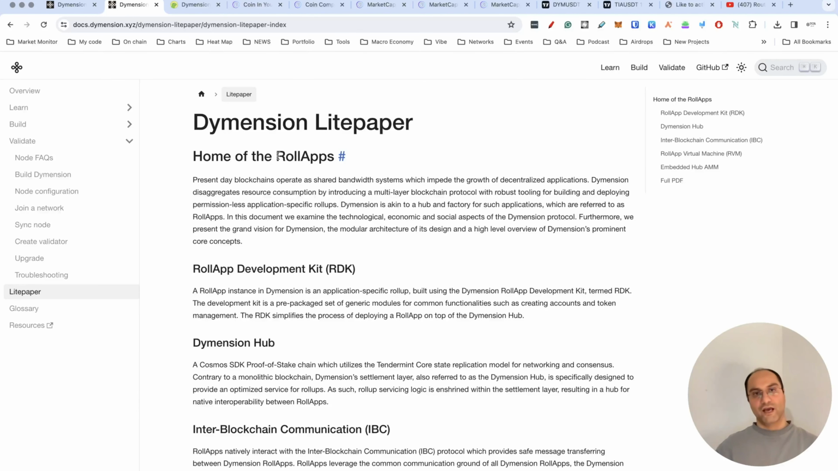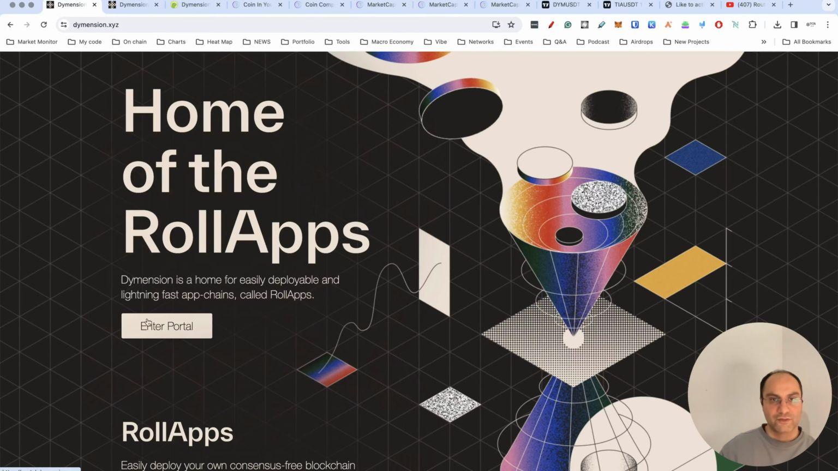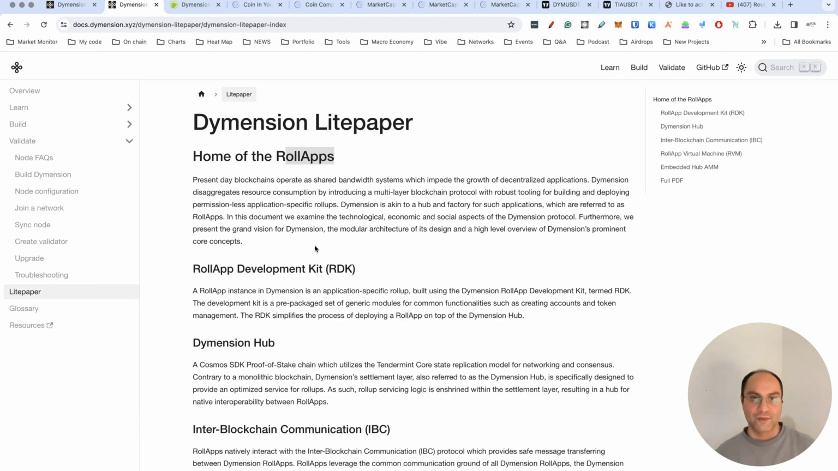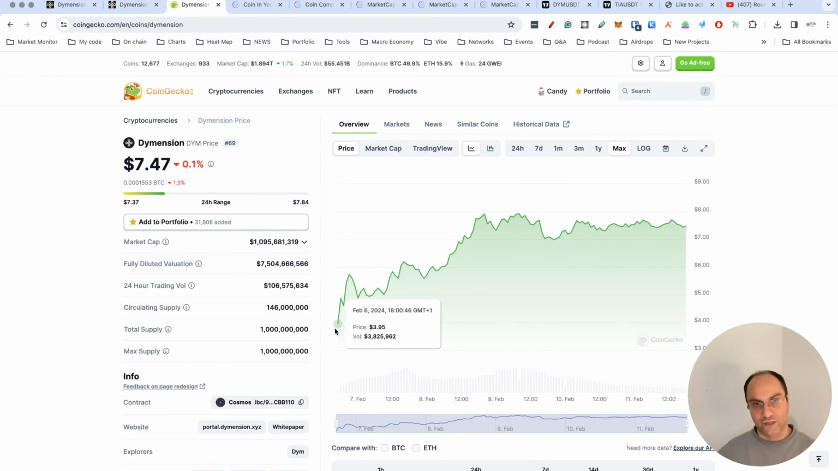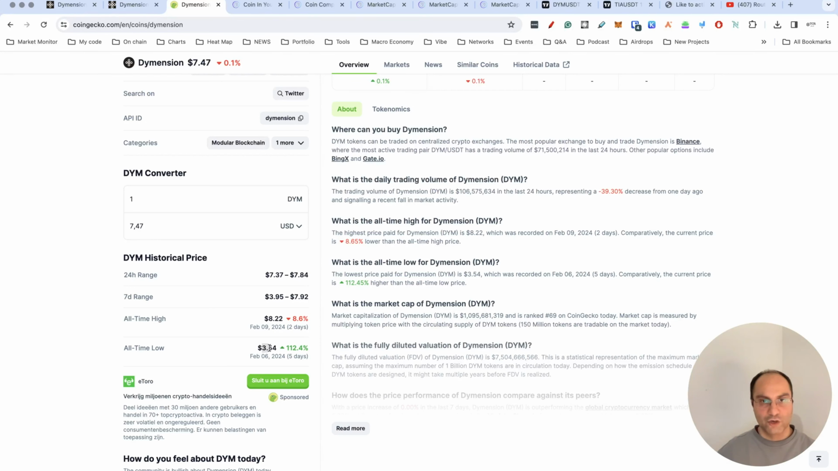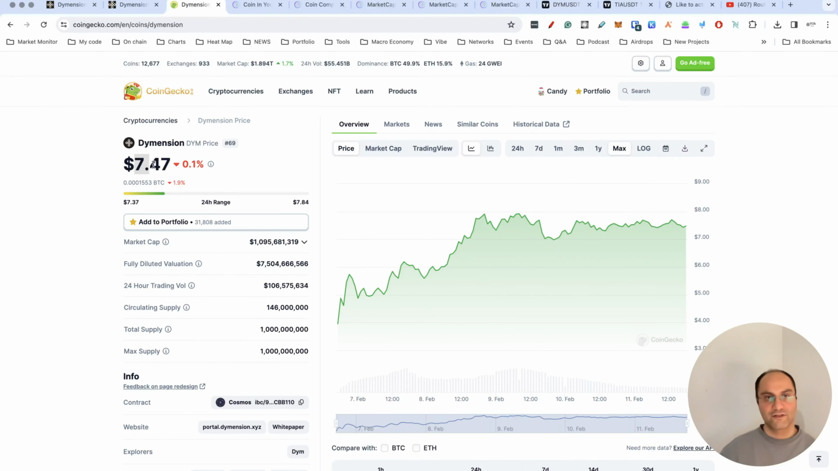Mainly, Dymension is about rollups. As written here, Dymension is a home for easily deployed and lightning-fast app chains called rollups. This is again a layer one solution powered by Cosmos SDK, and it is planning to do almost similar things to many other projects out there. But it doesn't mean the price cannot go higher. There is a lot of novelty behind this project. You can see the price from almost $4. The all-time low was $3.54, the all-time high is $8.22, and now it's trading at $7.47.